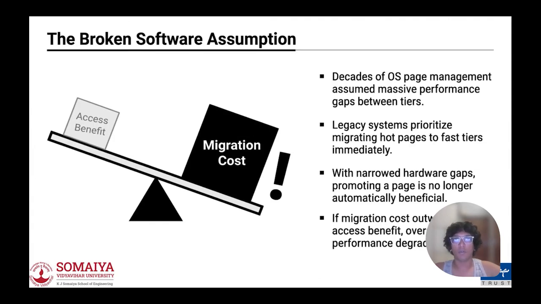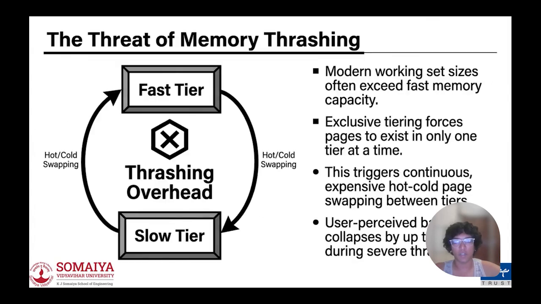Which brings us to the core problem. Decades of OS design were built on one assumption: migrating a hot page to fast memory is always worth it because the performance gap is so massive. But with that gap collapsed, that assumption breaks down completely. Think of it like a seesaw. On one side, you have the access benefit of moving a page to faster memory. On the other side, the cost of actually doing that migration. When the hardware gap was huge, the benefit always won. Now, the cost can easily outweigh the benefit, and when that happens, your application usually slows down because of the migration, not in spite of it, and it gets worse under memory pressure.